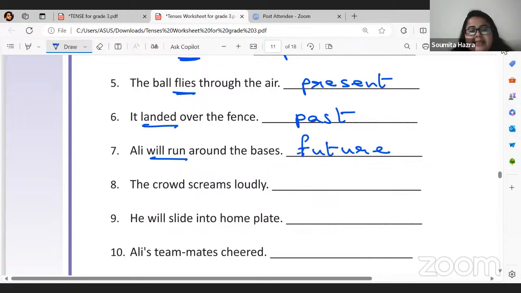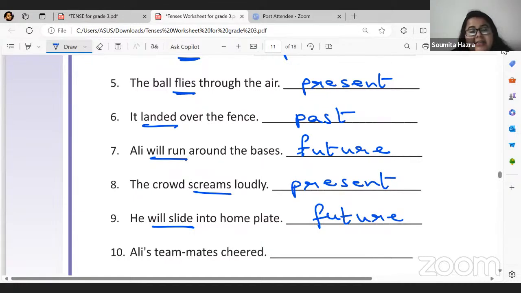Number 8. The crowd screams loudly. Number 8 is present, right? Number 8 is present. The 30 seconds are about to be over. Number 9. He will slide into home plate. Number 9 is future. Very good.